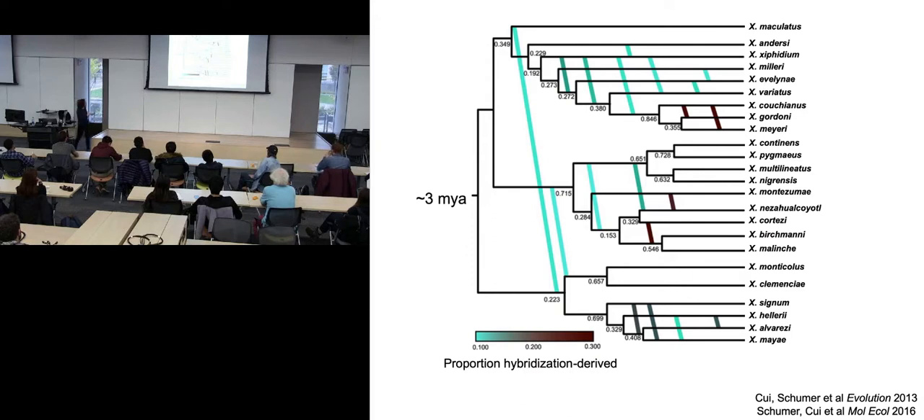What we saw in this project was that in many of the species that we're studying today, large proportions of the genome, upwards of 10 to even 30%, appeared to be derived from hybridization. So this really hit home for me that hybridization is a reality of the genomes that we study, and we need to integrate it formally into our understanding of different evolutionary processes.